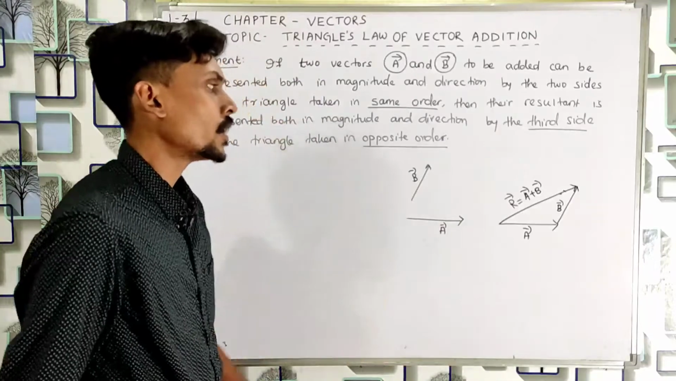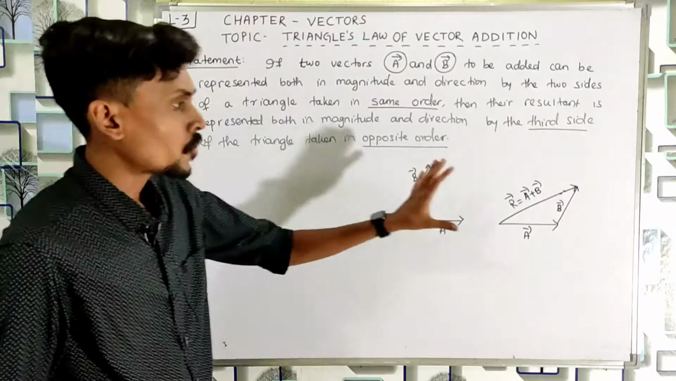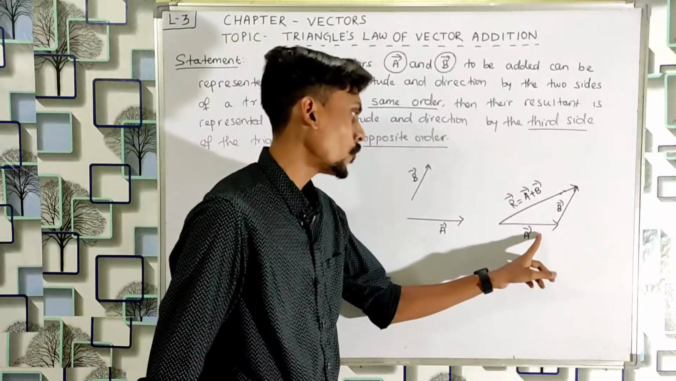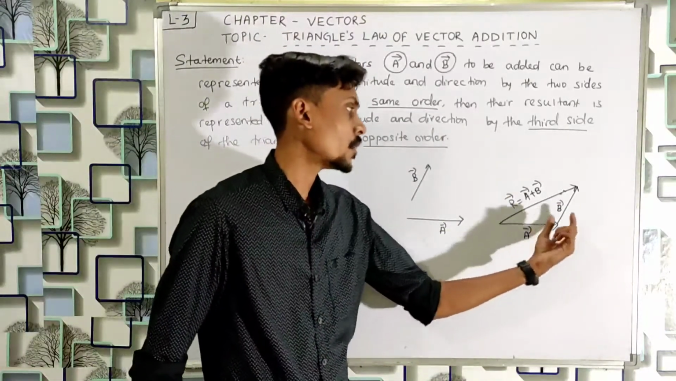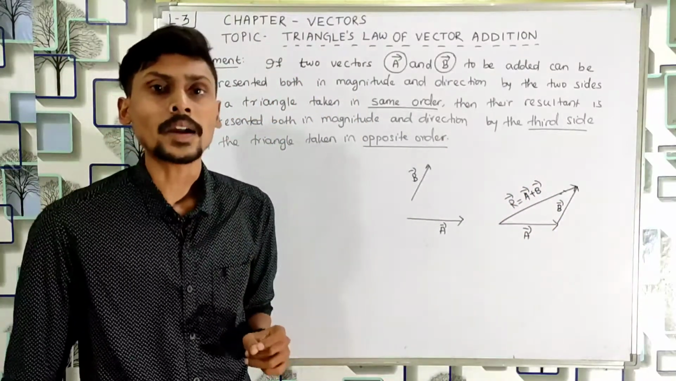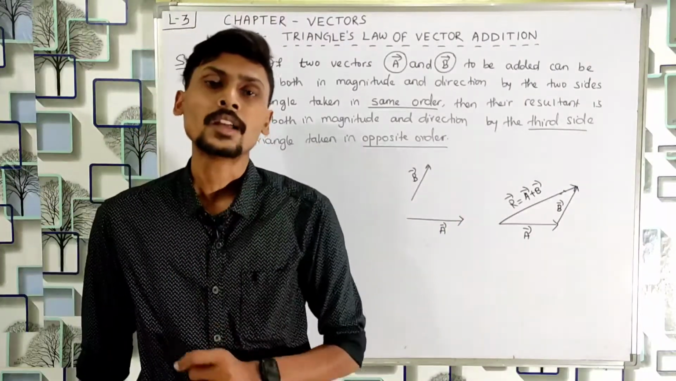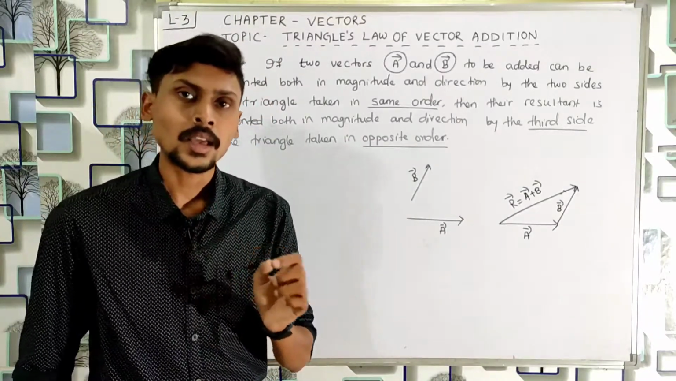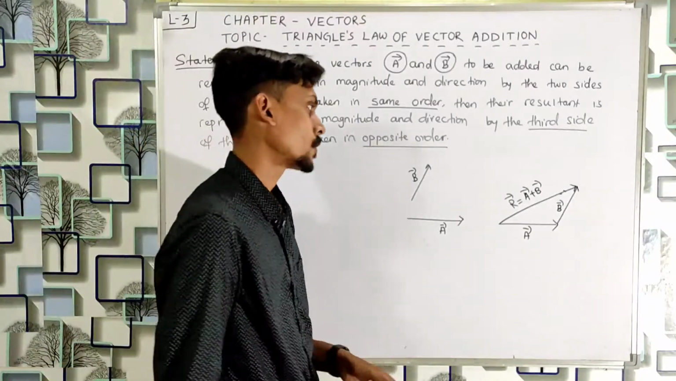So this is the geometrical interpretation of the triangle law statement. I have drawn this diagram as per the statement. We want to add the two vectors A and B, so we have arranged them as the two sides of a triangle which are in same order. Then the third side of the triangle will represent the resultant of the two vectors, and the third side should be in opposite order with both the vectors. Means R vector and A vector are in opposite order. R vector and B vector are also in opposite order.